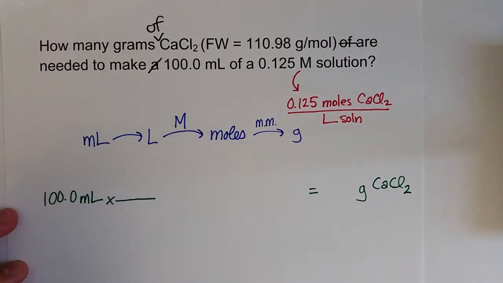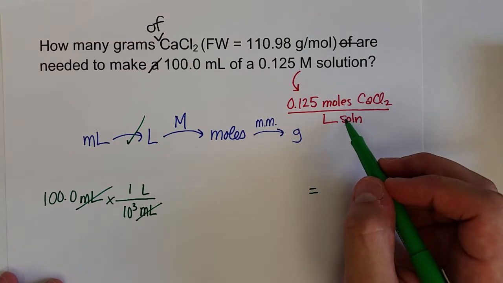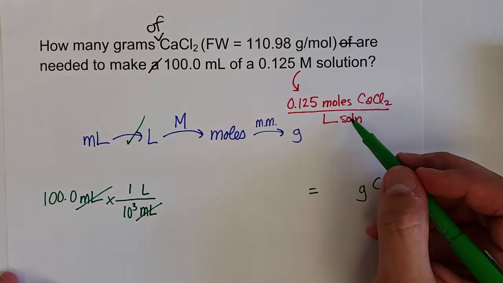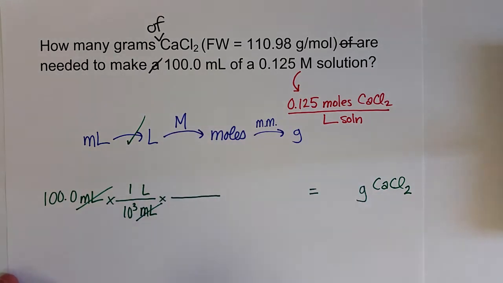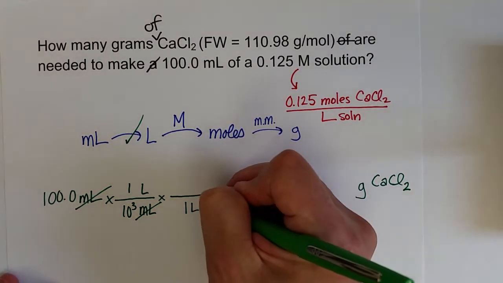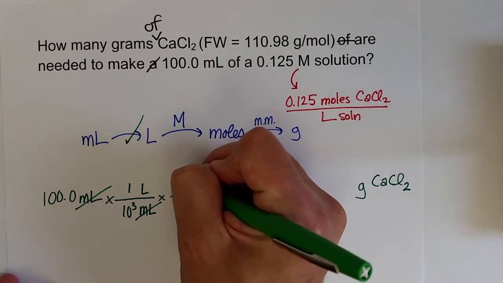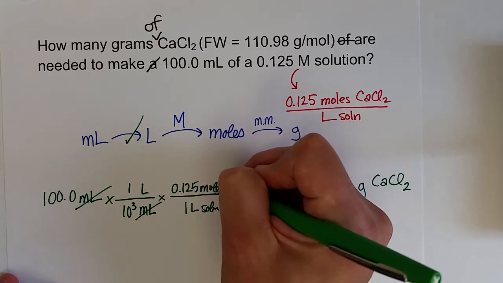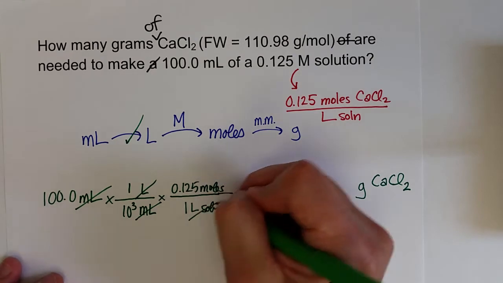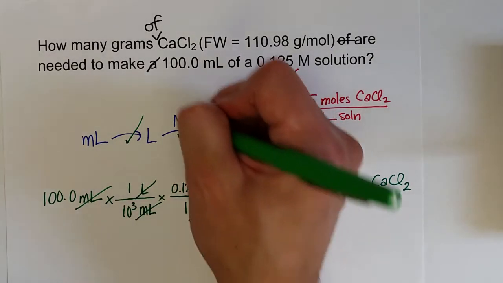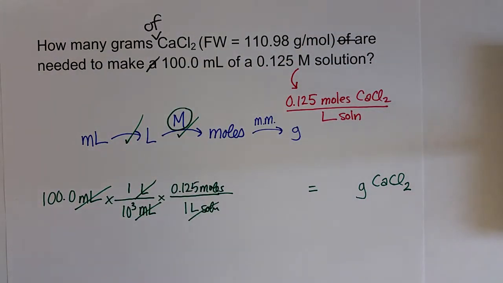First, I need to convert milliliters to liters, so I want milliliters on the bottom, liters on top, and in 1 liter there are 1,000 milliliters. Milliliters will cancel out, and so I've done my first conversion factor. Liters to moles, all right, so I'm going to use this as a conversion factor. Of course, I could flip-flop this and say 1 liter per 0.125 moles of calcium chloride, but it turns out that as it sits right there, that's the actual conversion factor I need. I need 1 liter of solution on the bottom to cancel liters out, and 0.125 moles of calcium chloride. Liters cancel out, and so I've converted liters to moles using my molarity as a conversion factor.